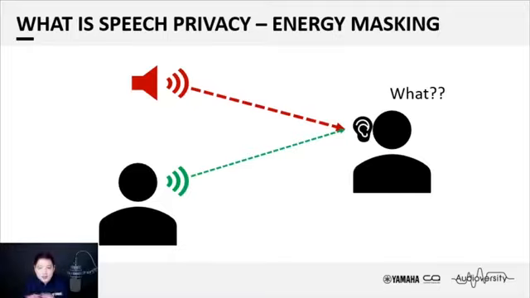Very basic. The term energy masking might sound complicated, but basically it's just that a louder volume will cover up a softer volume. It will make it less clear, less audible to whoever is listening. That's energy masking. It's really simple.